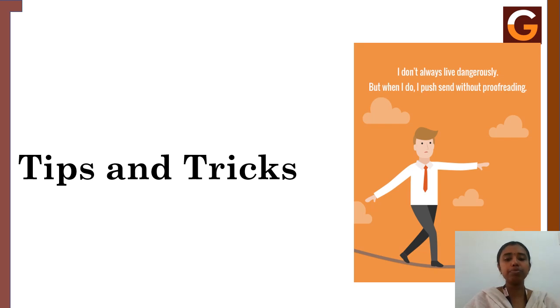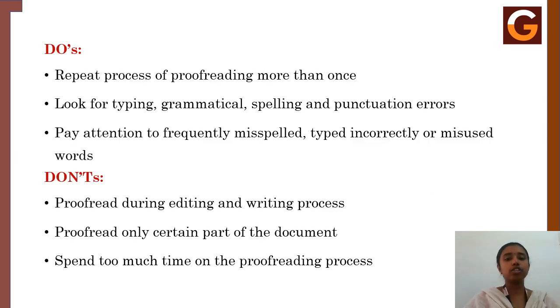And a few tips and tricks, like the do's and don'ts. So first, do's: repeat the process of proofreading more than once, and look for typing, grammatical, spelling and punctuation errors, and pay attention to frequently misspelled or incorrectly typed words. So it is always better to revise. You might be confident, but you should not be overconfident in your own skill of proofreading. So it's better to revise again and again in order to achieve a complete text.